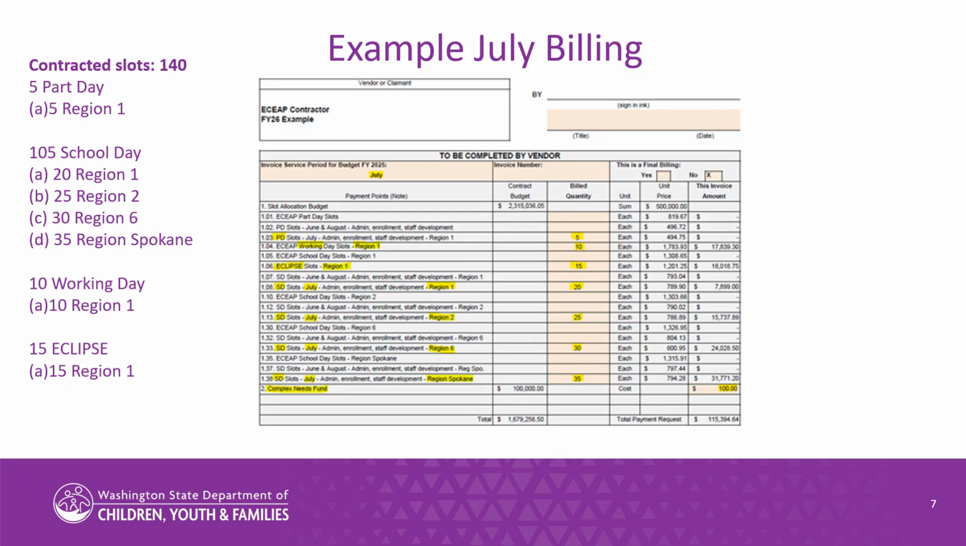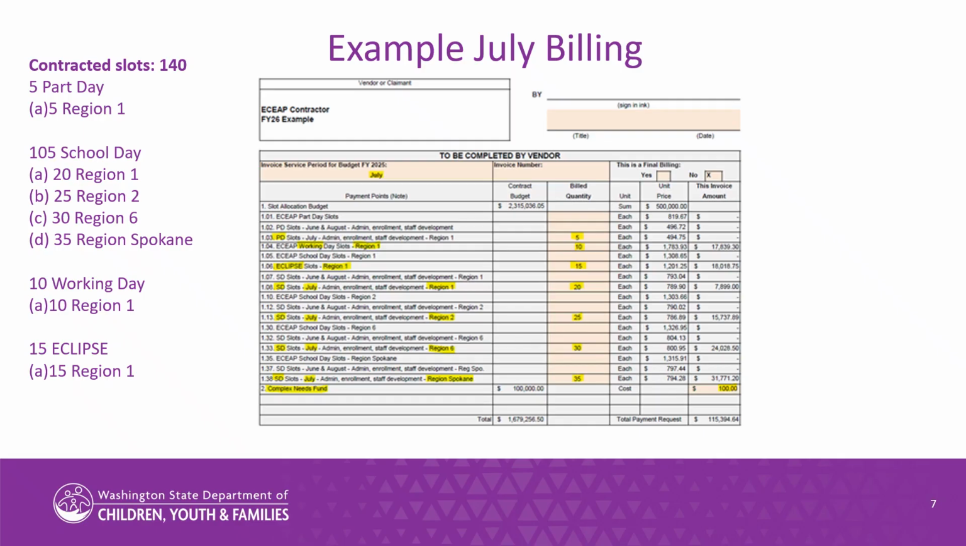Review slot distribution in ELMS and compare it to the contractor's statement of work and the budget reference document to verify that the regional locations still match. If they do not match, contact your CQI specialist. If they match, enter the total number of slots contracted in the appropriate region by model type, working day, school day, part day, Eclipse, into the month being billed.